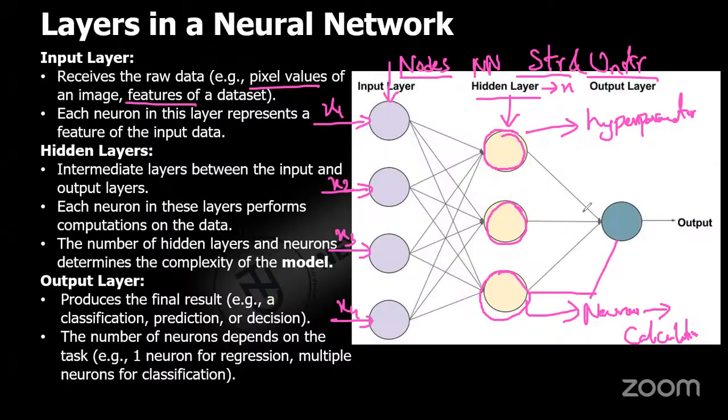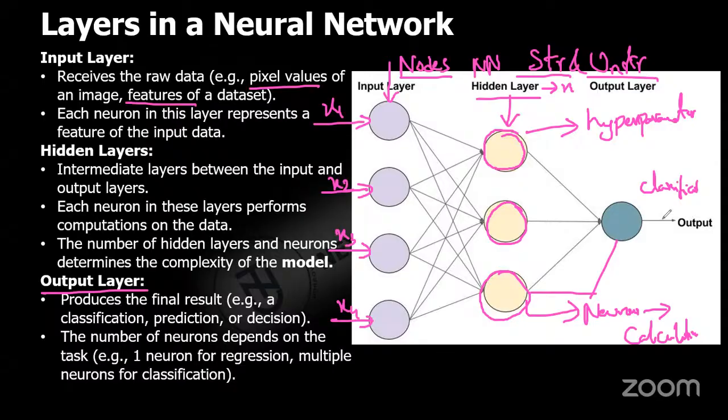Clear? So what kind of calculations? We'll understand what exactly happens, how the values from the input layer get passed to the hidden layer. We'll understand one by one. And finally, coming to the output layer. The output layer is responsible for producing the output. It can do a classification task as well as a regression task. Irrespective of the task, it produces the output.